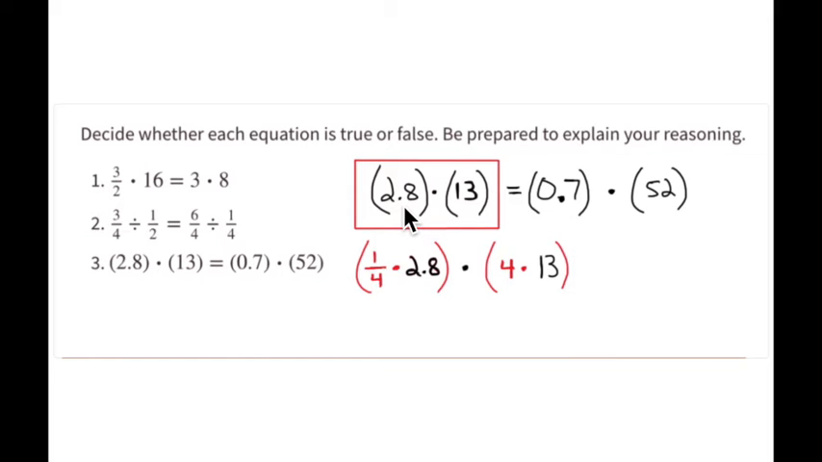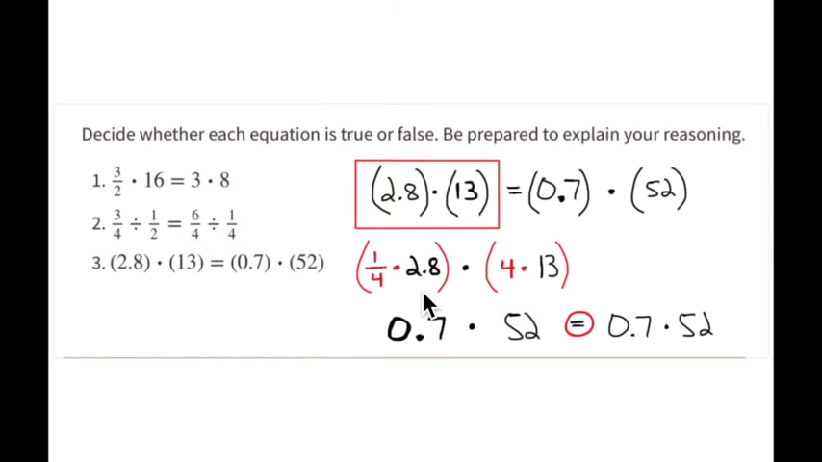And because it's multiplication, you can multiply one factor by, in this case, 1/4, and the other factor by its multiplicative inverse, which is 4. So this is not changing the value of this expression. It is changing the look of it, but it's not changing the value because 1/4 times 4 is equal to 1. Well, 1/4 of 2 8/10 is in fact 7/10, and 4 times 13 is 52.